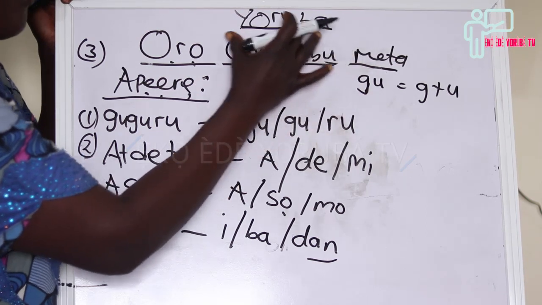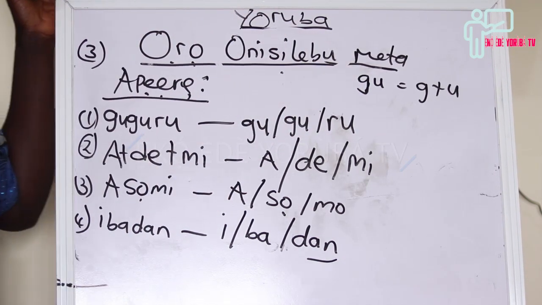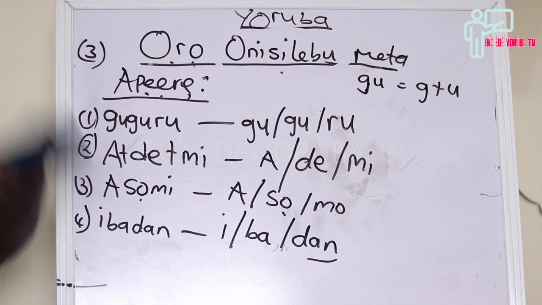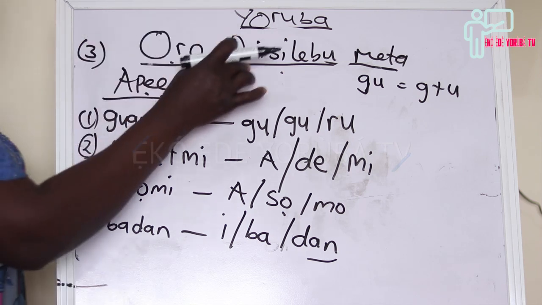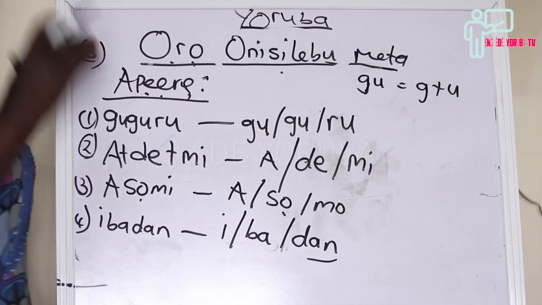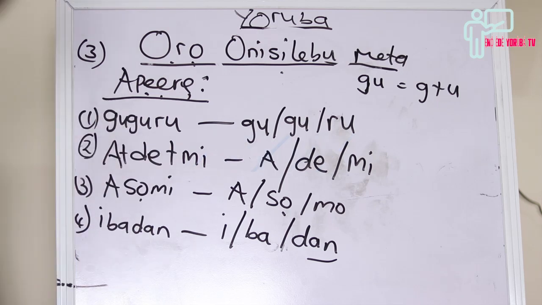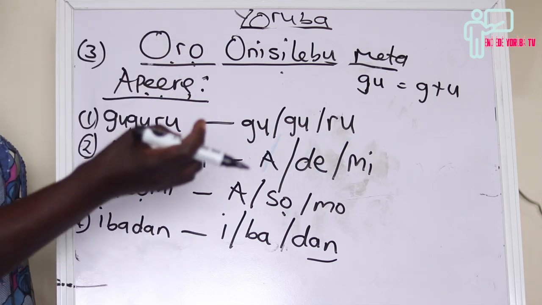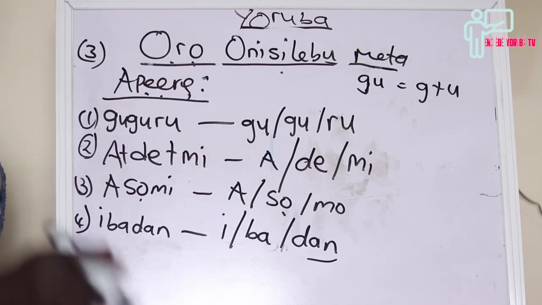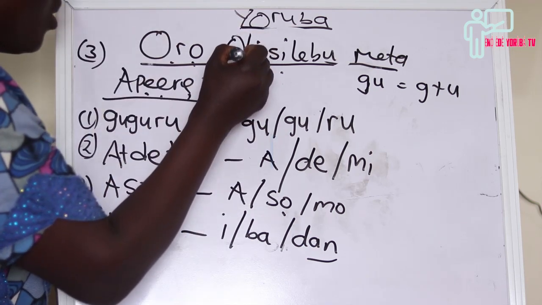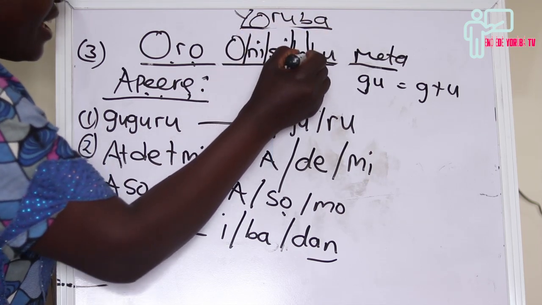We call it Oro Onisilebu Pupo. So we can have 4, 5, 6 and so on. Now let us try it without even writing 4 or 5 now. O ni si le bu. Now look at it. O ni si le bu.